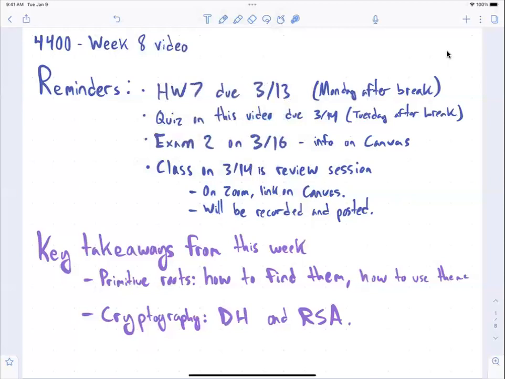So mathematically, we had some key takeaways from this week. On Tuesday, we talked about primitive roots. And the big things were, how do you find them? Especially if I give you a prime number p, how do you find a primitive root mod p? We saw there was a nice criteria where you only had to check that certain powers weren't 1, and you'll do that on your homework to find some primitive roots.